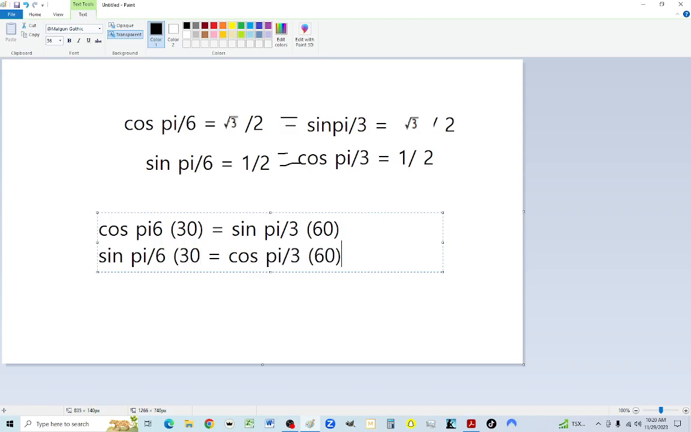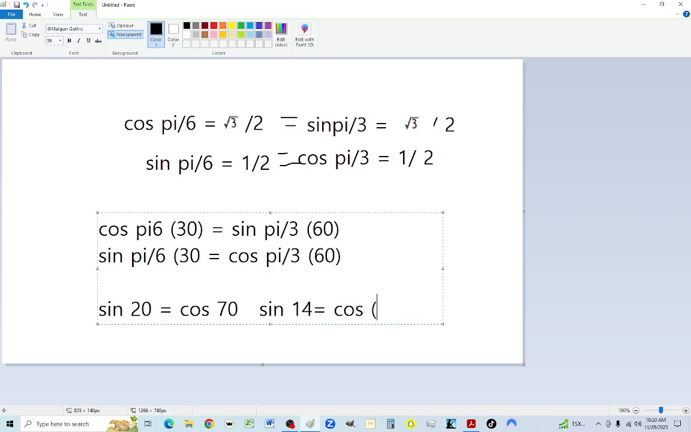And they also add up. You will discover this connection between them all. Sine of 20 degrees is equal to the cos of 70. Sine of 14 degrees is equal to the cos of 90 minus 14, which is 76. So if those two angles add up to 90, they will be equivalent, specifically for acute angles, the first quadrant. When you get into other quadrants, you have to do something odd.